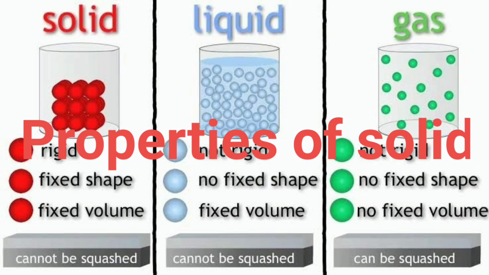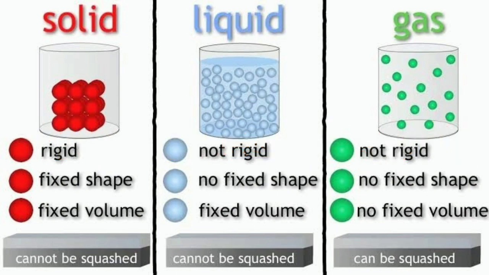We come to the properties of solids. Solids have a definite shape. This is point number 1. Why?